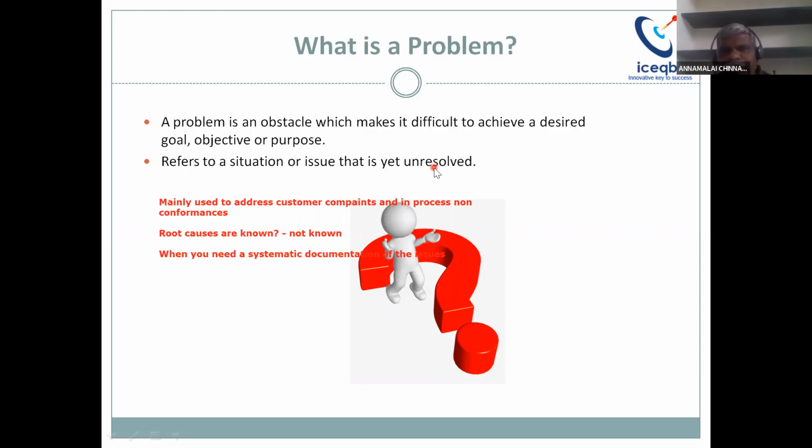So whenever we are unable to achieve a goal or specification or objective or purpose, we call this a problem. This refers to a situation or an issue that is unresolved. That means we are facing some issues which are not meeting our expectations or our purpose, and we need to go for some solution. That's what we call a problem.